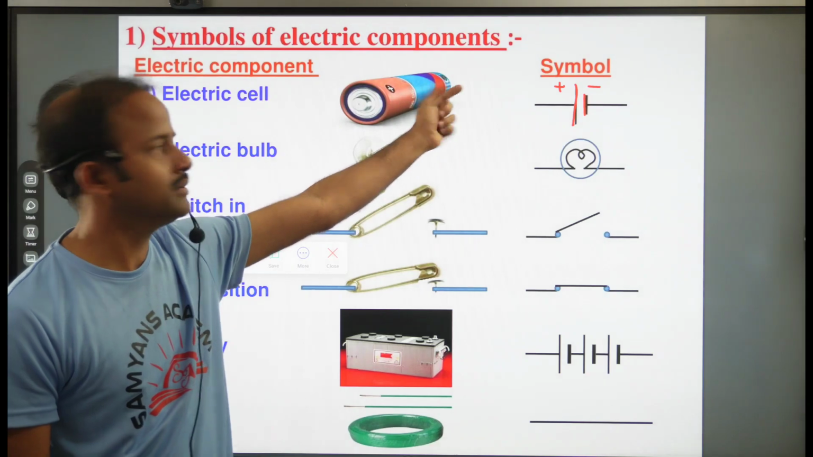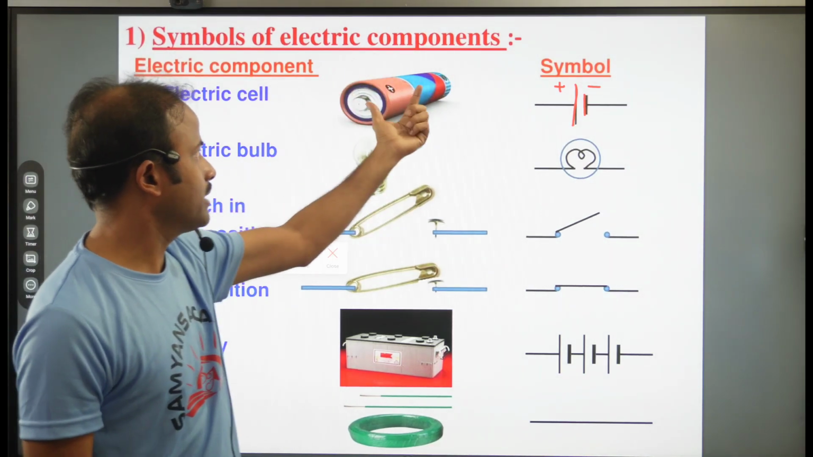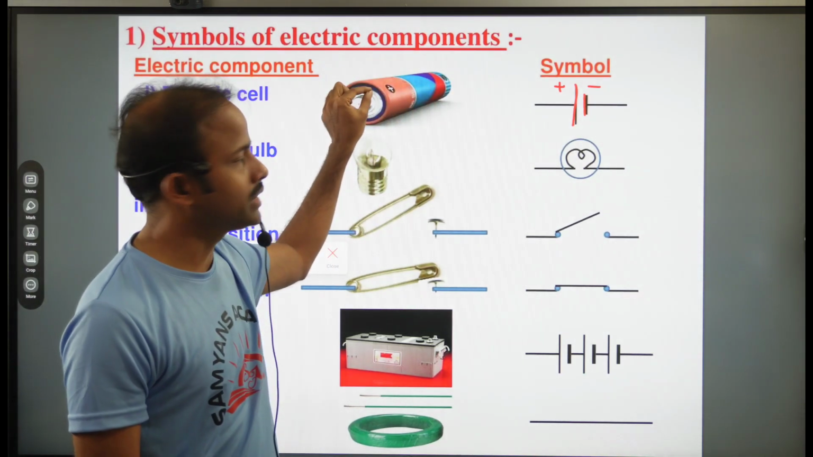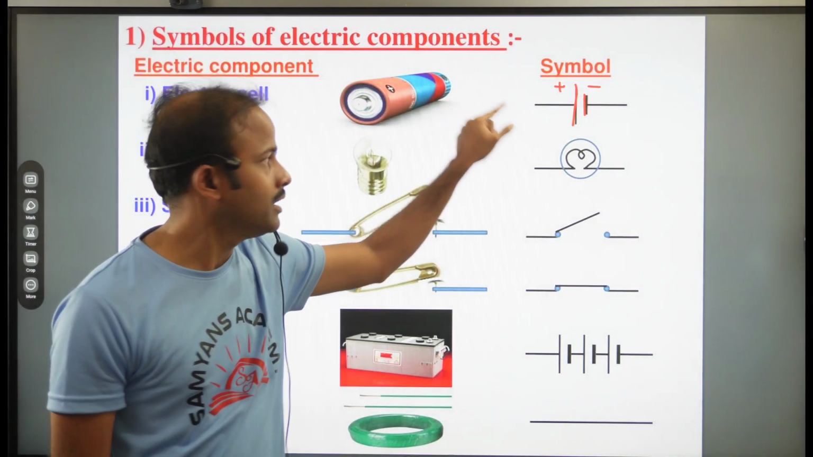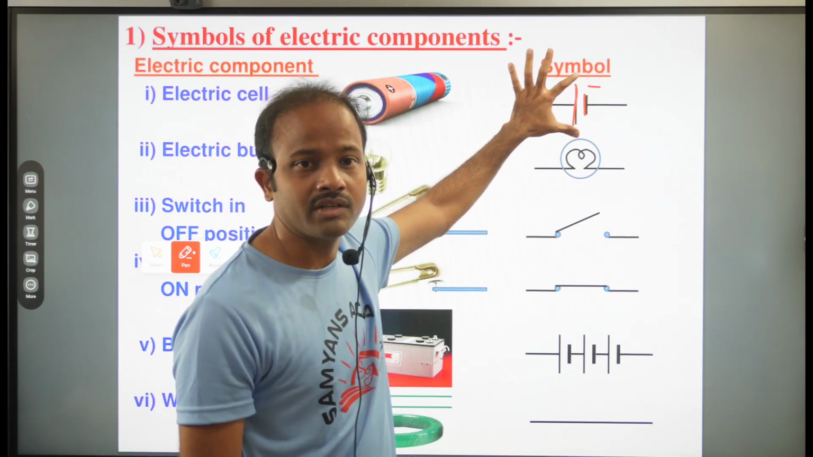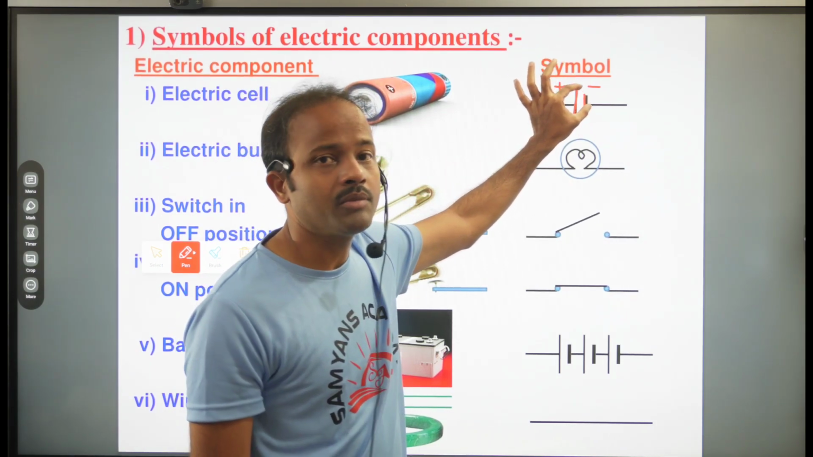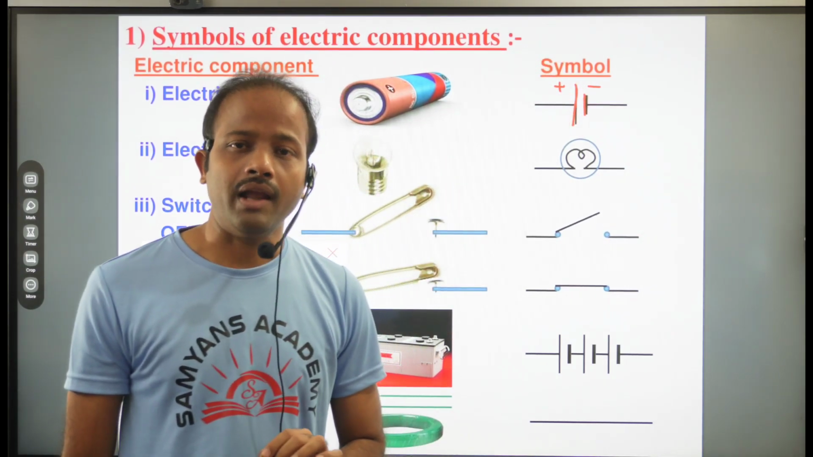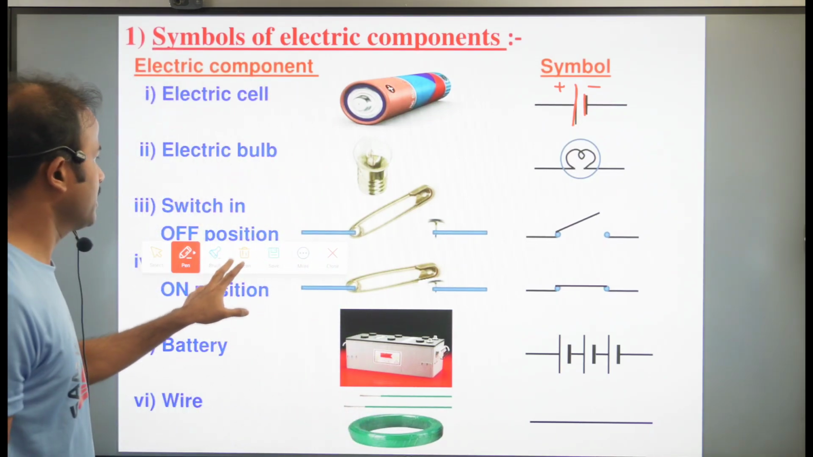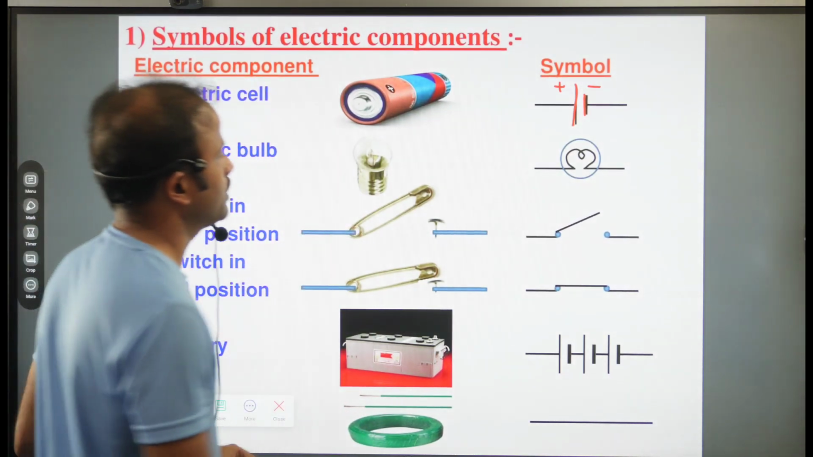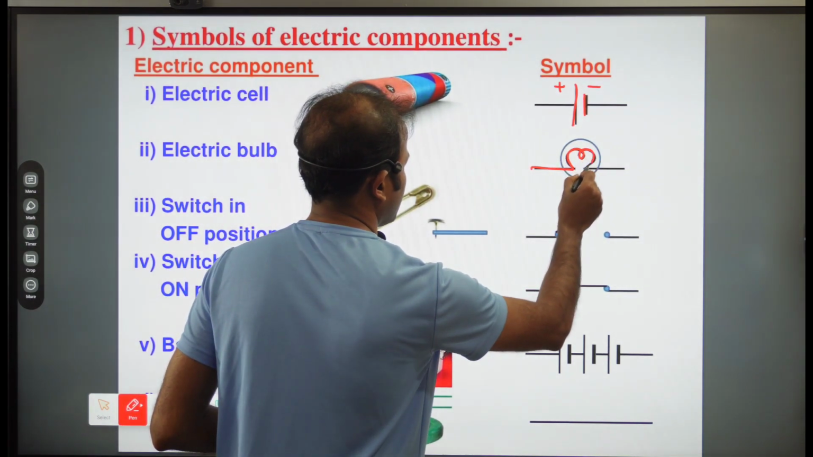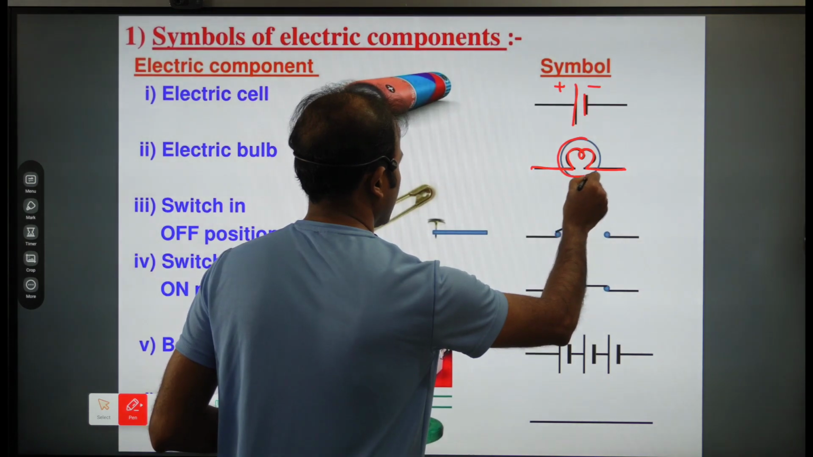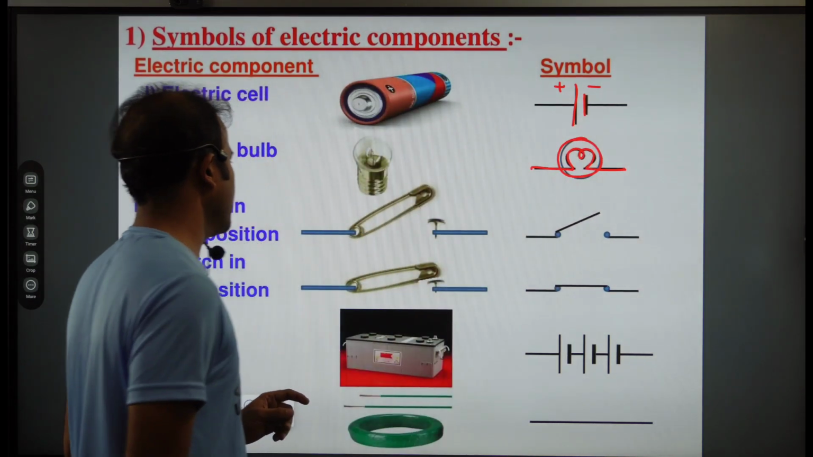So a cell has two terminals, one positive terminal and the other negative terminal. The positive terminal you have to represent with the bigger line, and the negative terminal with the smaller line. Okay, and the electric bulb, you have to represent like this. So this is the symbol of the electric bulb.